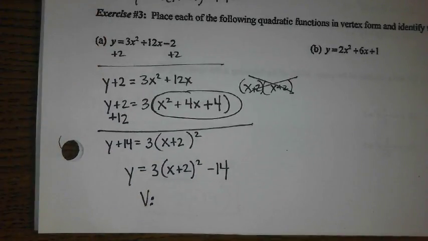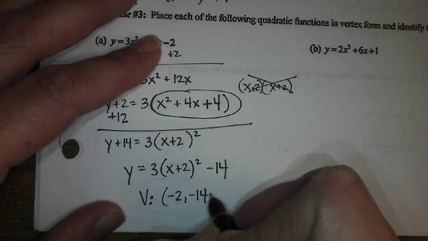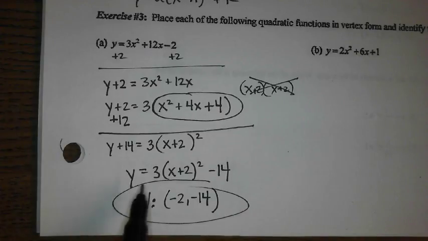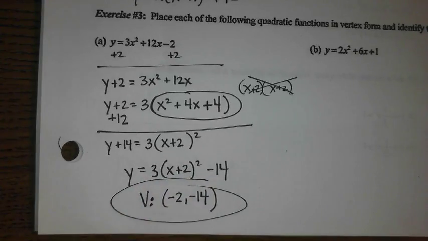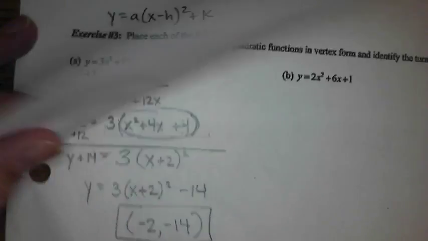What, Maggie, is my vertex? -2, -14. Good. Opposite of the h that she thinks she sees in the -14. Any questions? Okay. We'll come back. B is just more of the same.